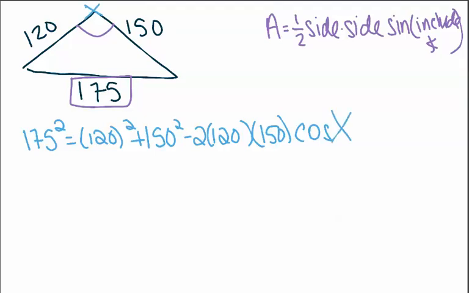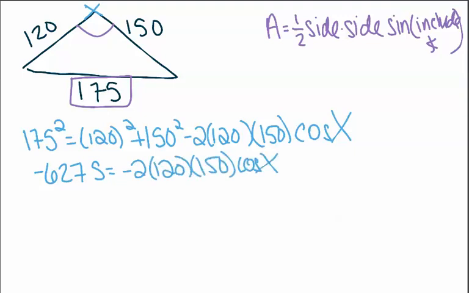Okay, so in your calculator you should take 175 squared minus 120 squared minus 150 squared, and you should get negative 6275. And that's all equal to negative 2 times 120 times 150 times the cosine of x. I don't expect you to write this down. I want you to leave it in your calculator. Now we're going to divide by parentheses negative 2 times 120 times 150. And now we have 0.1743, etc. That's equal to cosine.